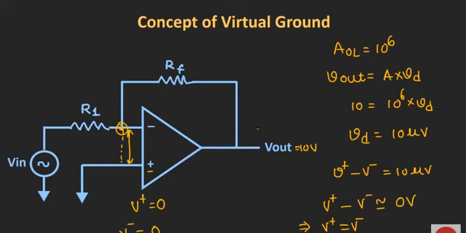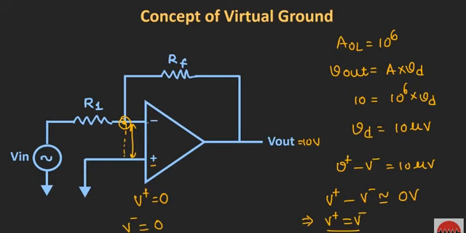So this negative feedback will ensure that the difference between the inverting and the non-inverting input terminal is very small, or we can say that it is almost negligible, and because of that we can consider both input terminals at the same potential. So this concept is known as the virtual ground concept.